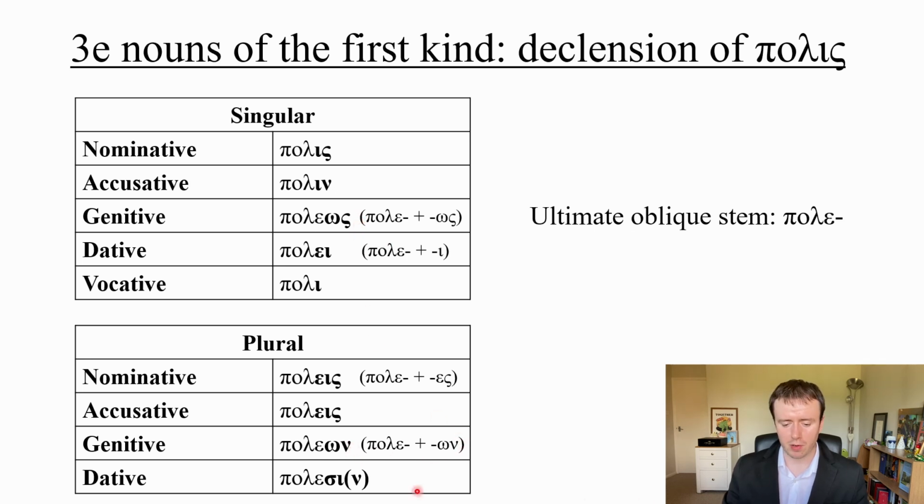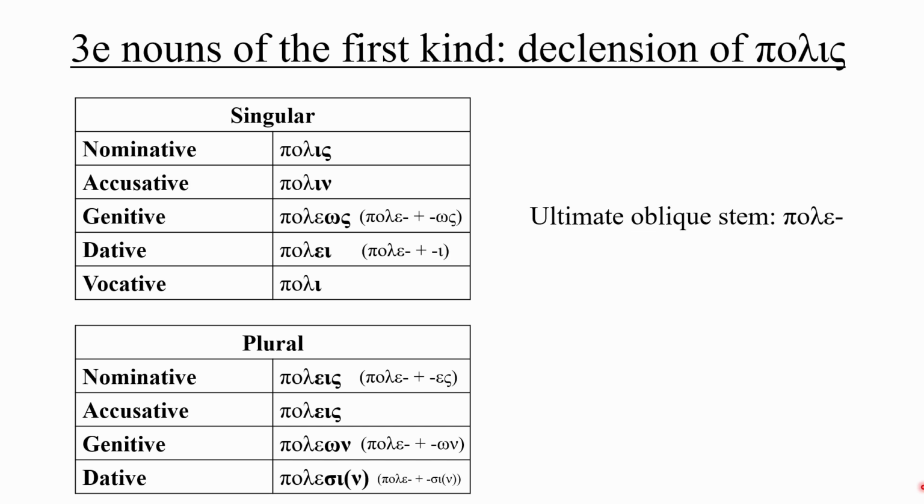Finally, in the dative plural, we've got polesin. That is totally expected. We've just got pole plus sin. No issues there at all. Anyway, please do pause the video and note down all of the information on the screen so that you can learn how 3E nouns of the first kind decline.